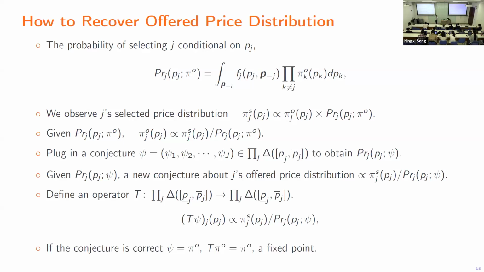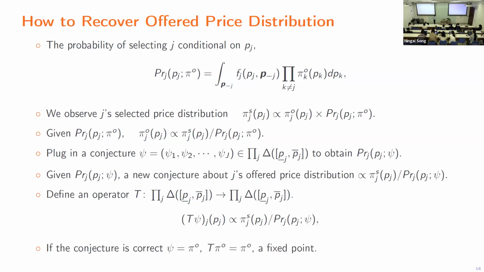Suppose, miraculously, I know this PR function, then solving for this offer price density is child's play. I can just move this PR function to the left and divide by it, and then I get the offer price distribution. Super easy. But the problem is that I do not know this PR function, because it also depends on the unknown.